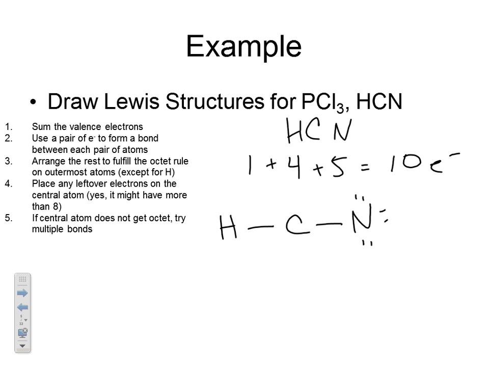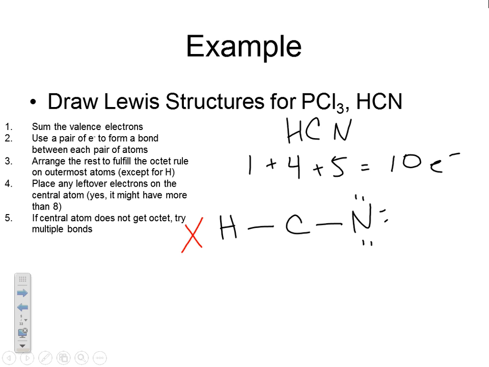Now I'm going to count my electrons. 2, 4, 6, 8, 10. Okay, I've placed all my electrons, but the problem is that the carbon in the middle only has 4 electrons. It needs 8. So this can't be the correct structure. But I also can't put 2 more lone pairs on the carbon because I don't have that many electrons. I've used up all my electrons and my carbon doesn't have an octet.